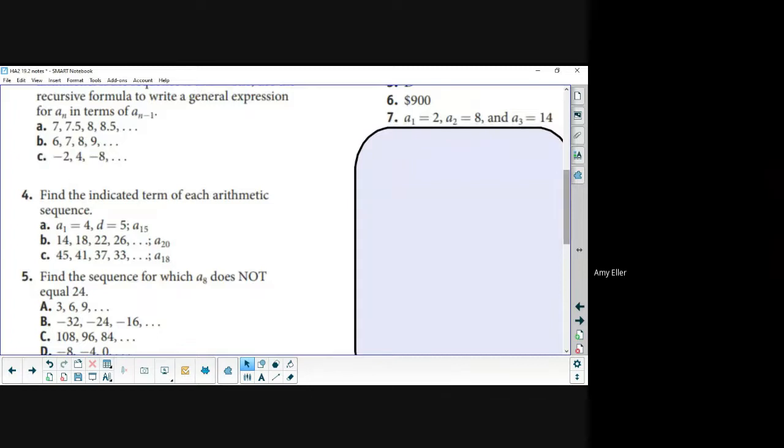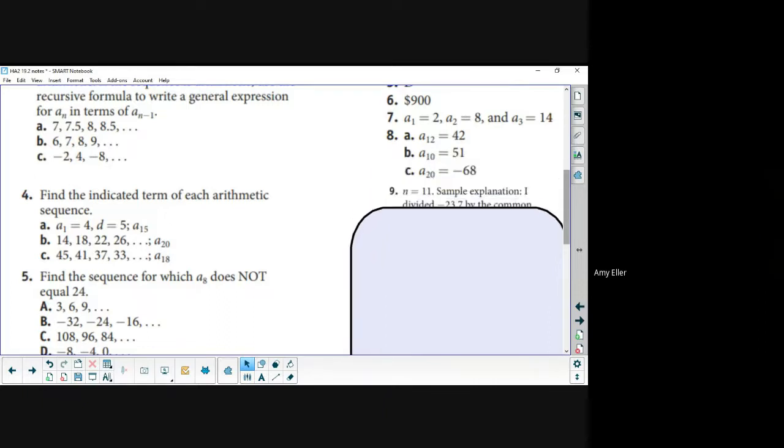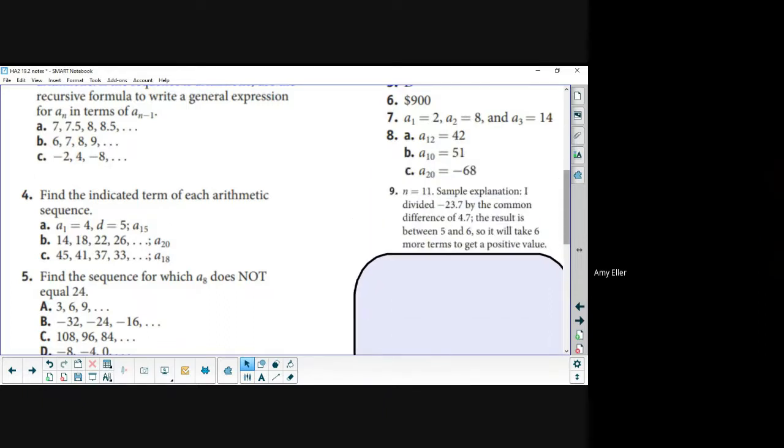7 I really like. 7 you really had to think. So a sub 1 is 2. A sub 2 is 8. A sub 3 is 4. We can go over those, but I really want you to brainstorm on your own. We skipped 8, I think. 9, n is 11, and then they have an explanation. And 10, 2/3, 5/6, 1, 7/6.